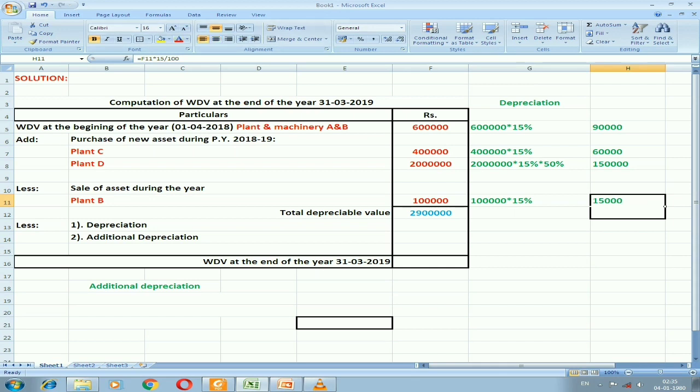If it is less than 180 days, then it will be half of the depreciation rate. If it is more than 180 days, consider the depreciation rate whatever they have given in the problem.